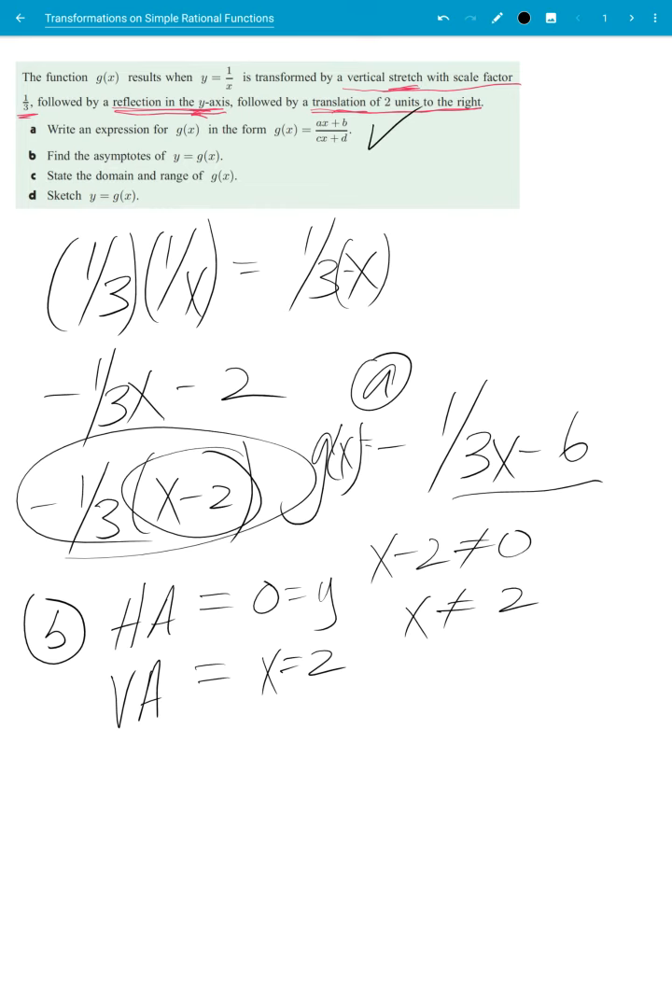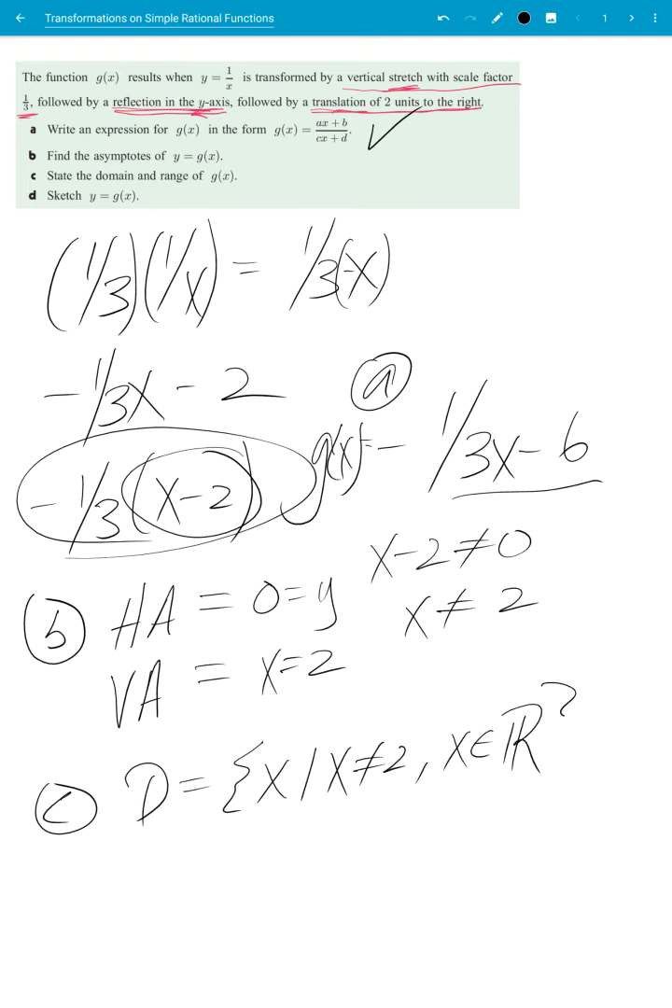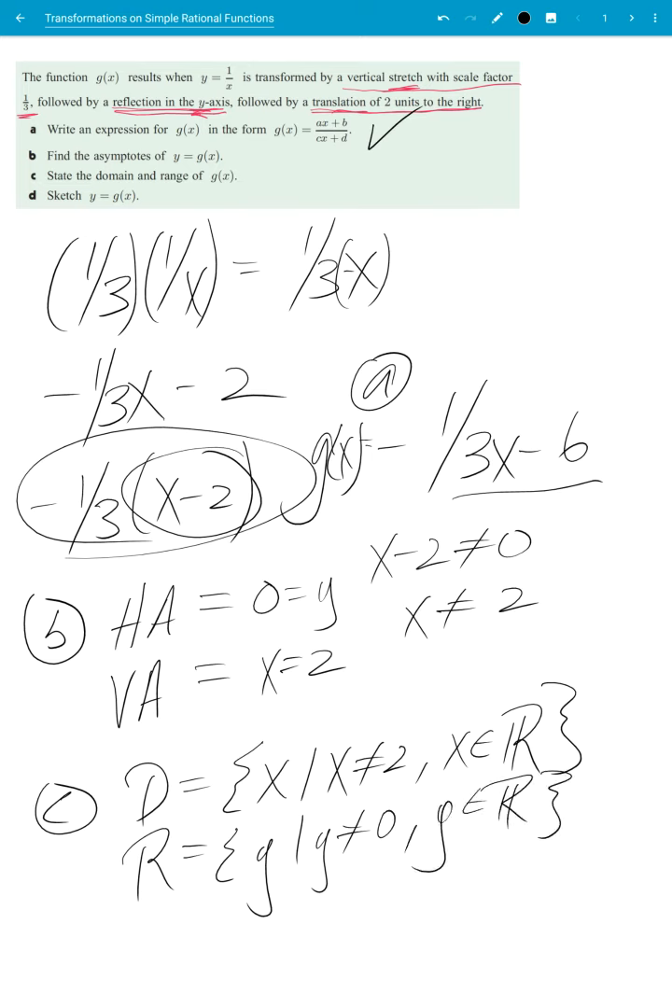And then the domain and the range are going to be all real numbers except the asymptote. So for part C, the domain is equal to the set of x such that x is not equal to 2, and x is otherwise all real numbers. And the range is going to be equal to the set of all y such that y cannot equal 0, and otherwise y is all the real numbers.